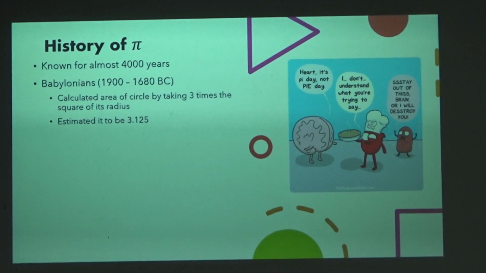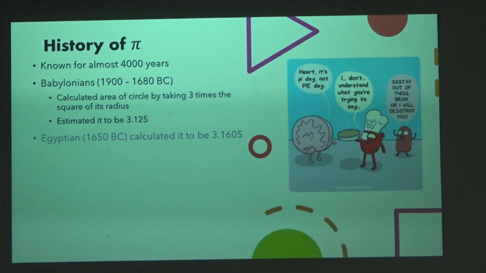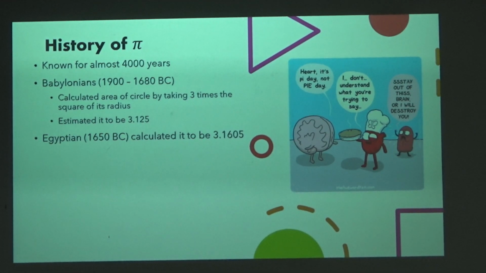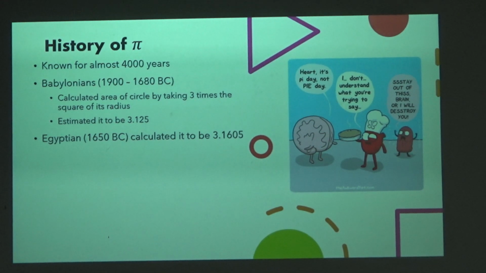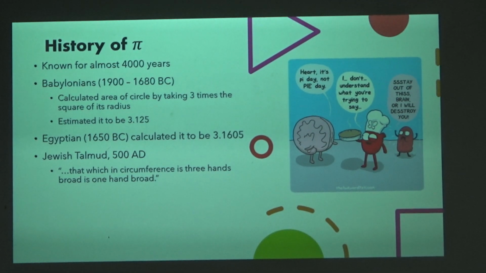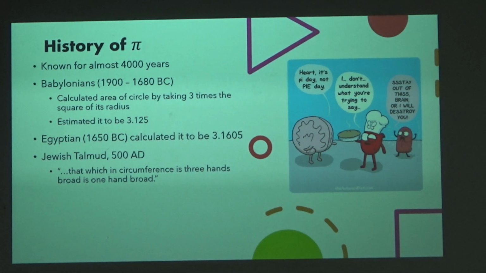3 is pretty close to pi. And they estimated it to be about 3.125. The Egyptians calculated it in 1650 BC to be about 3.1605. That's pretty good. Within 200ths of it. And then the Jewish Talmud, I'm sure I said that wrong, in 500 AD said that which in circumference is 3 hands broad is 1 hand broad. So when they say 3 hands broad, they're talking about the circumference, and then the diameter would be about a third of that.